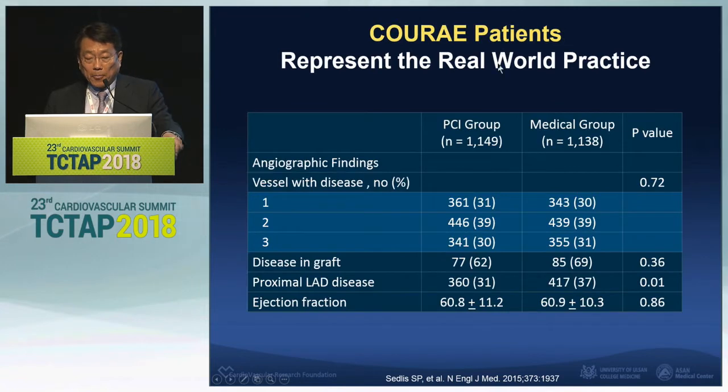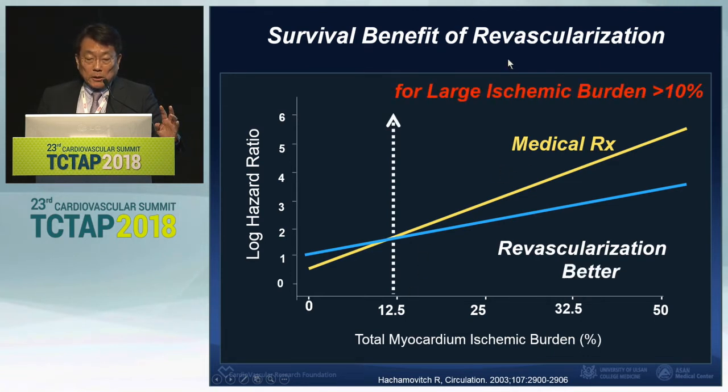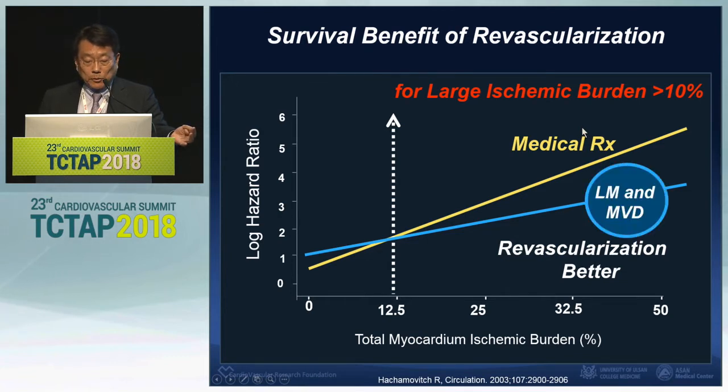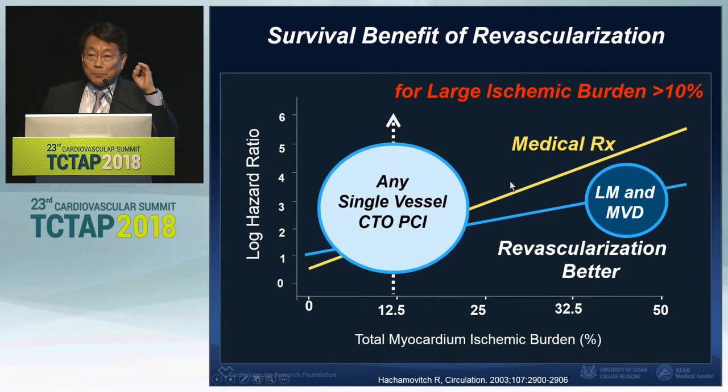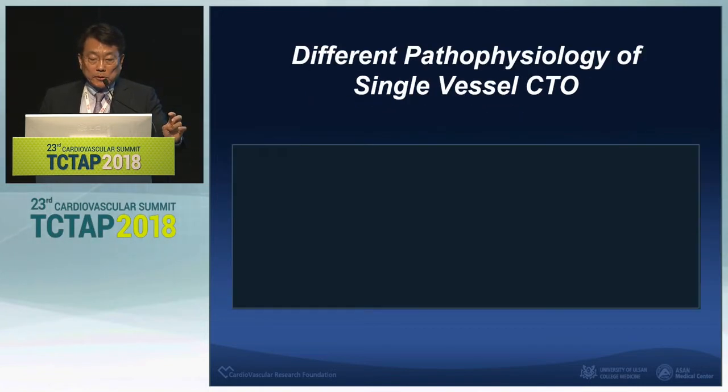If you look inside, Clergy still had multivessel disease, with proximal involvement in more than 30%. The reason for a survival benefit is a large ischemic burden, at least more than 10%. You get that mainly with left main disease and multivessel disease. However, any single vessel CTO has a relatively small ischemic burden. I don't believe it's more than 10% in any single CTO region. So do you still want to open a single vessel CTO, right?